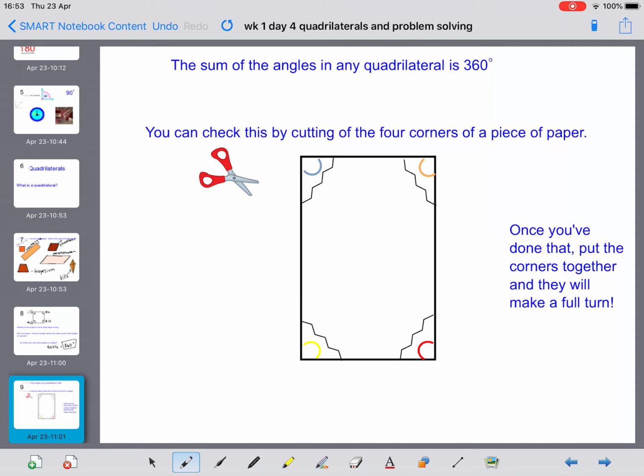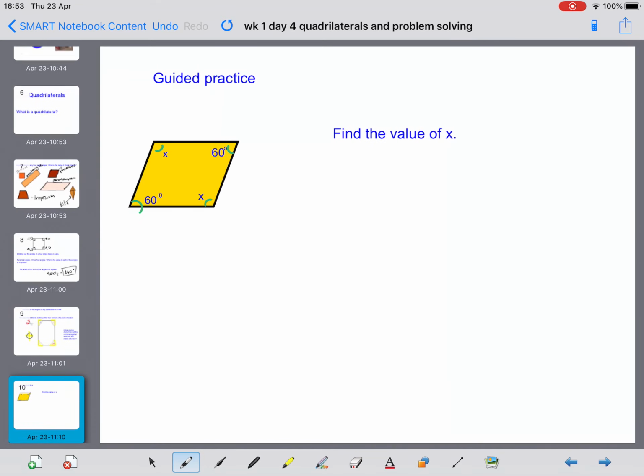You can check if you want to have a little bit of scissor action by getting a piece of paper and cutting off the corners here, and then once you've cut them off, if you put these sides all together in the middle, so they go like that, you'll see that it's the same as the angles at a point, angles all the way around. So it's 360. Okay.